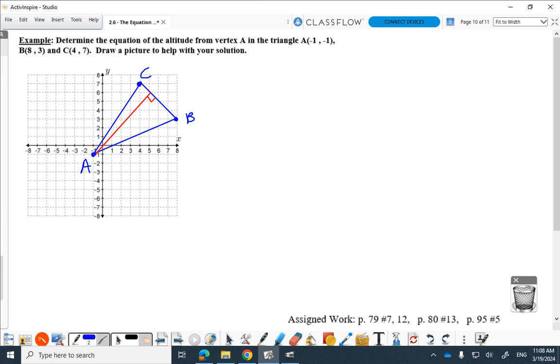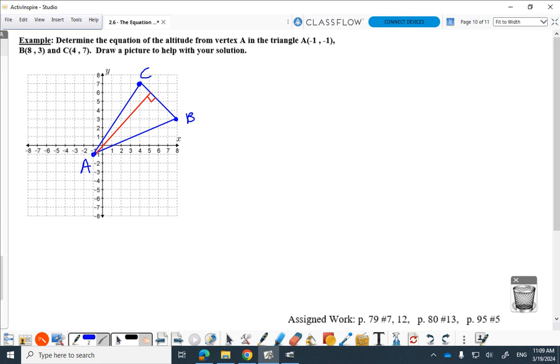The red is the one I'm trying to find the equation of. I need its slope and I need a point. I've already got the point. There it is down there. I already know the point. That's going to be easy to find. But I need that slope. How am I going to find the slope of the red line? Remember, my picture's not accurate. I don't know exactly what angle it goes on, but what are we going to do? Perpendicular to BC. Find slope of BC and then do perpendicular.